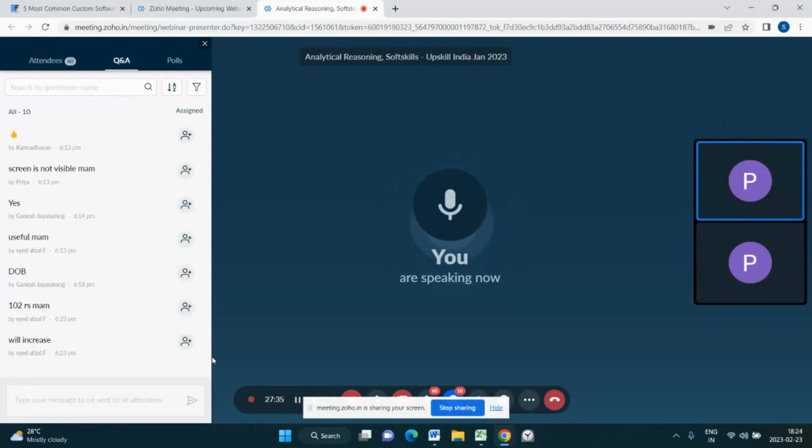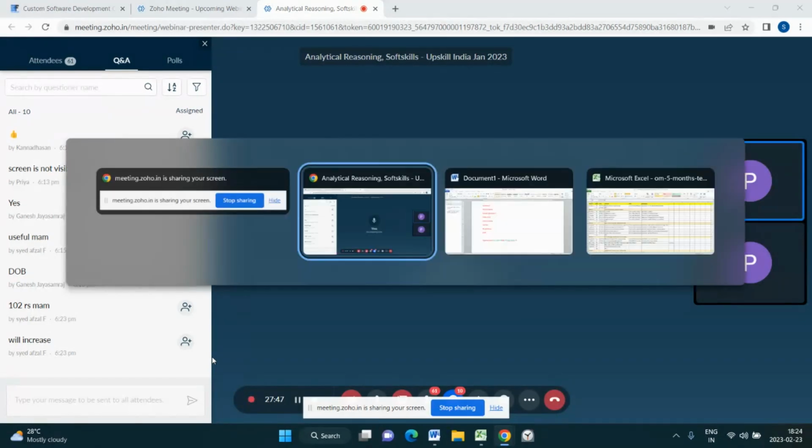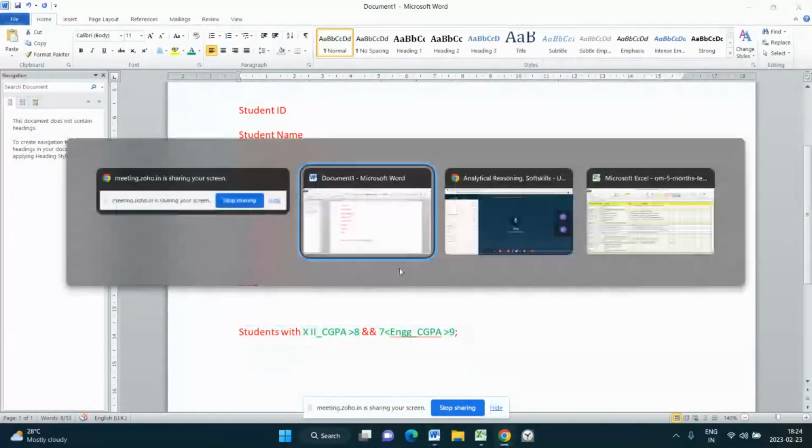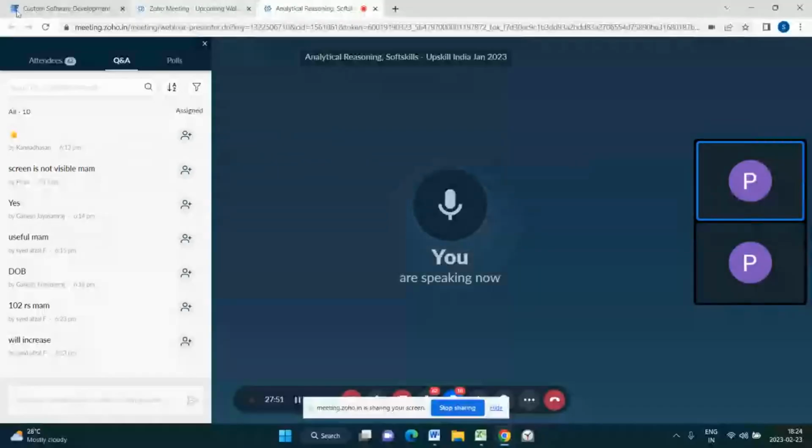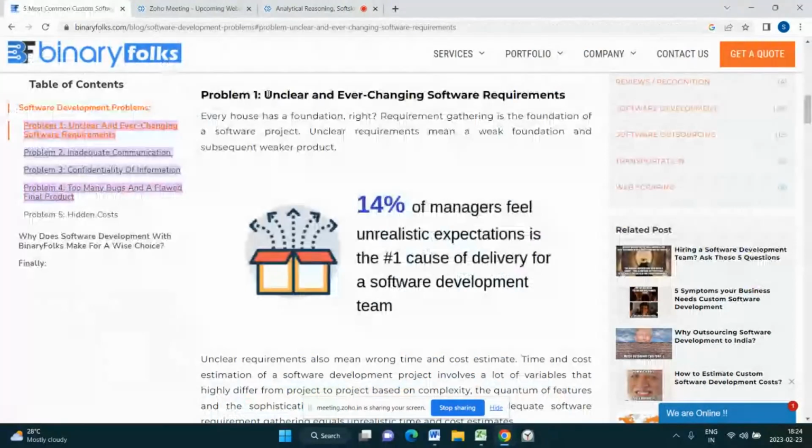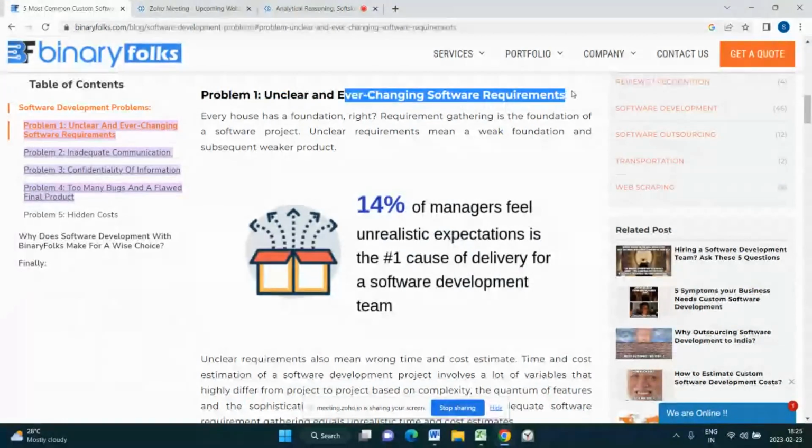So the requirements will always change. We should know that the requirements will never be frozen. So, looking at this, unclear or sometimes not clear requirements, or ever-changing software requirements, these two can cause problems to the software development.